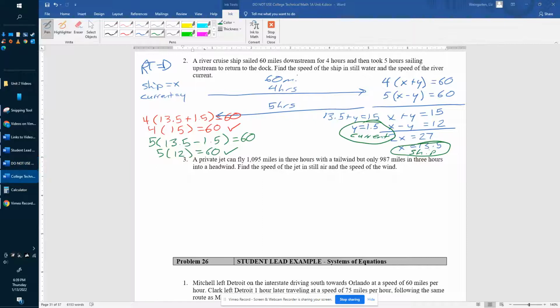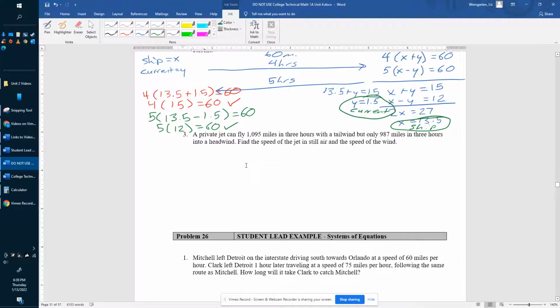All right, last example before we take our next break. A private jet can fly 1,095 miles in 3 hours with a tailwind, but only 987 miles in 3 hours into a headwind. Find the speed of the jet in still air and the speed of the wind. So this is going to be very similar to the one we just did. Rate times time equals distance.